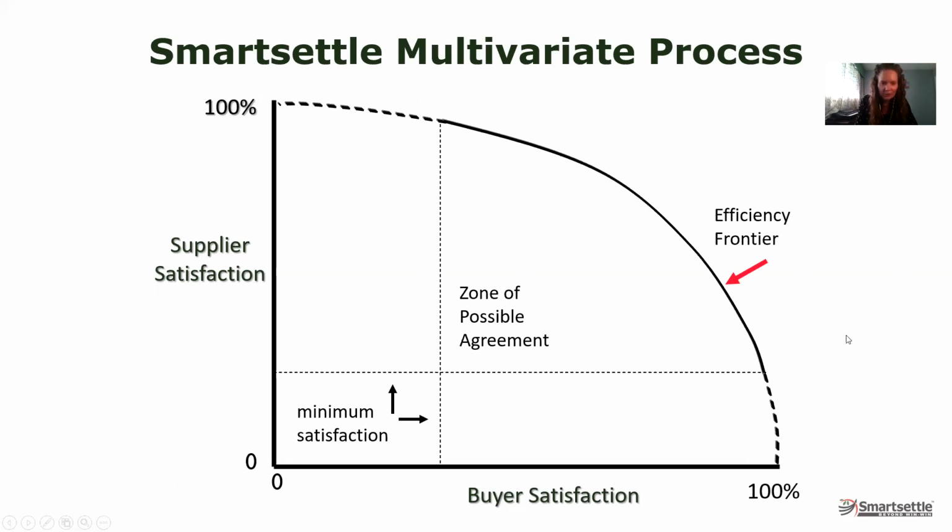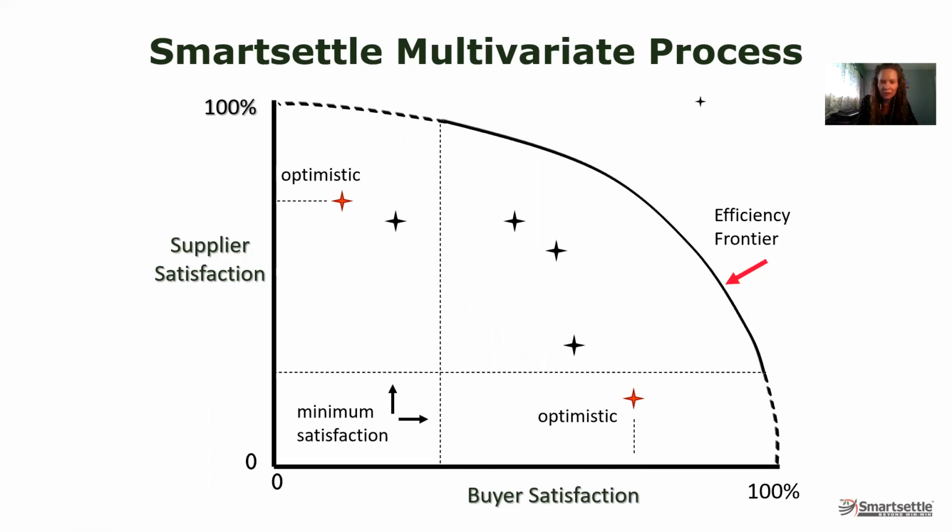Our next step is to get the supplier and the buyer to each put an optimistic proposal on the table. And you can see here that the optimistic proposals of buyer and supplier fall below that minimum satisfaction threshold for the other party. We can then use Smartsettle Infinity to generate suggestions. So suggestions are semi-optimal packages that fall in between the proposals of the parties. And some of them will fall into that zone of possible agreement.